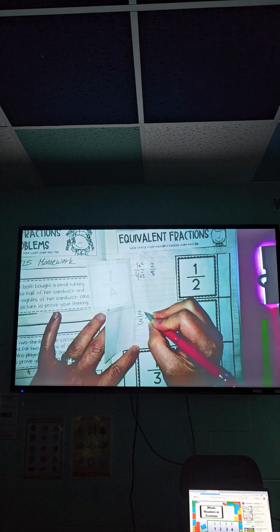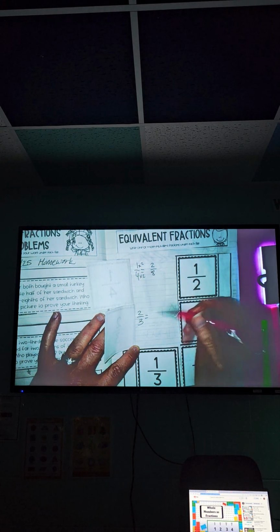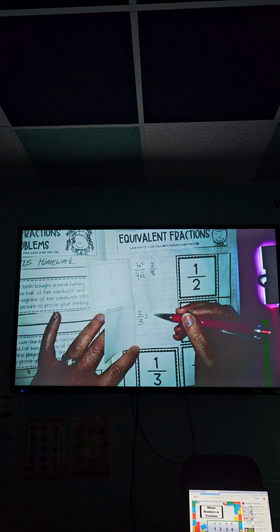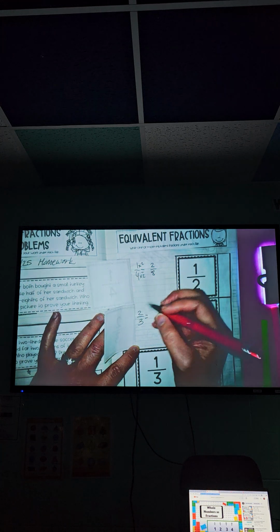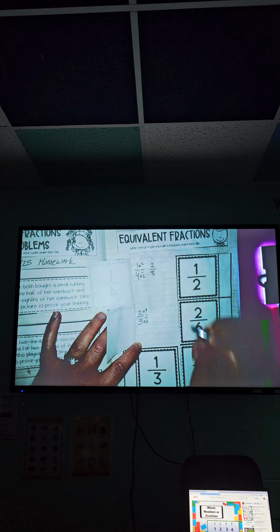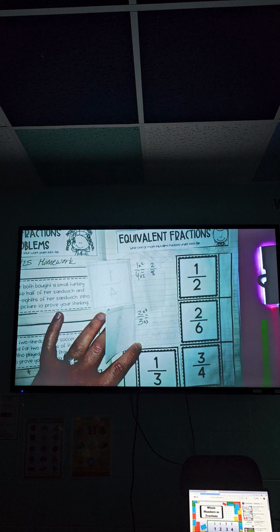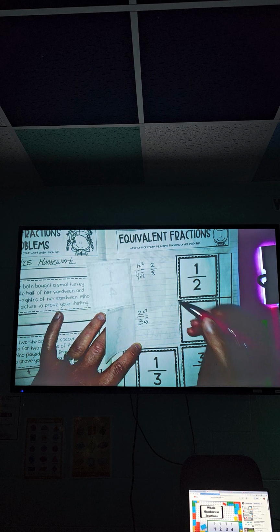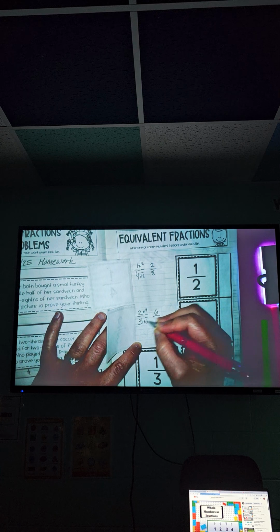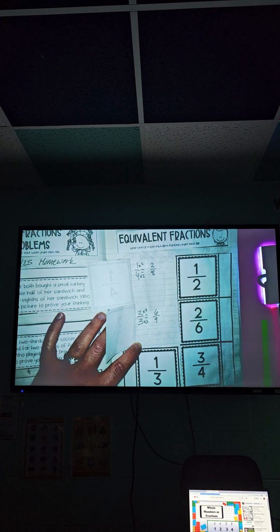2/3. All right, let's multiply by a different number because with 2/3, 2 cannot go into 3, so we know that this is in the simplest terms. It cannot go any lower, so we have to do some multiplying. Multiply the numerator by the same number as the denominator. So 2 times 3 is 6. 3 times 3 is 9.